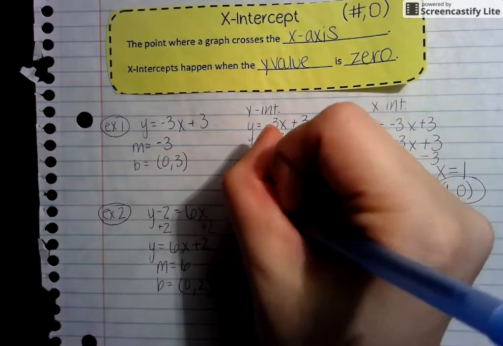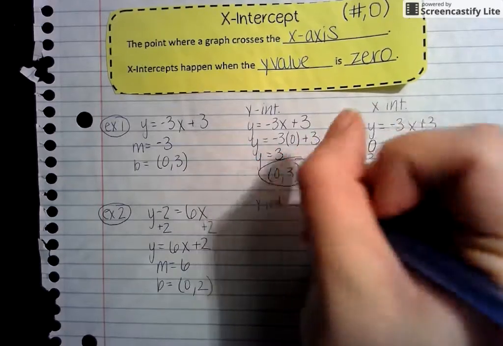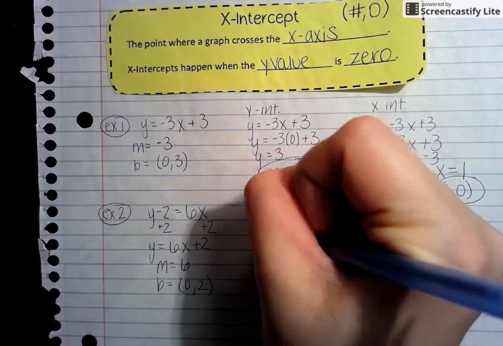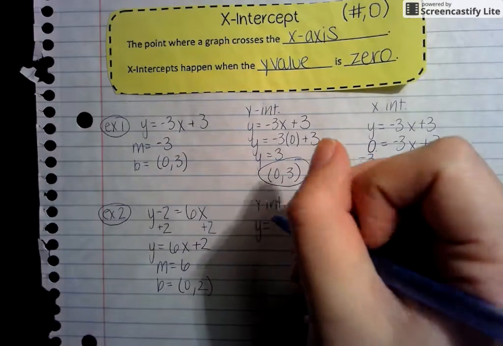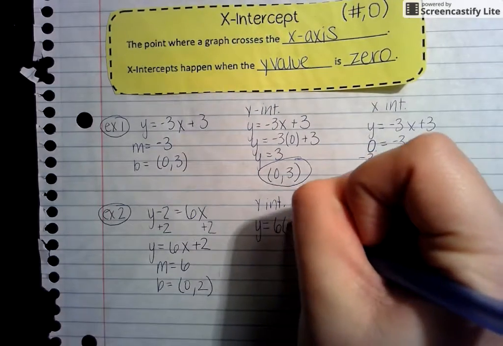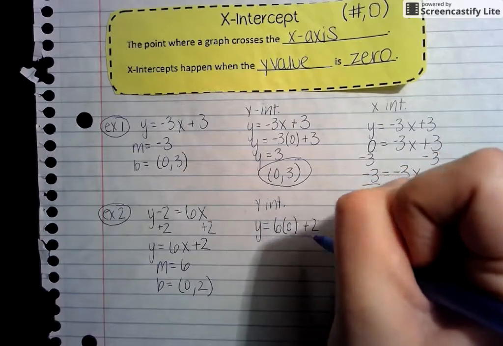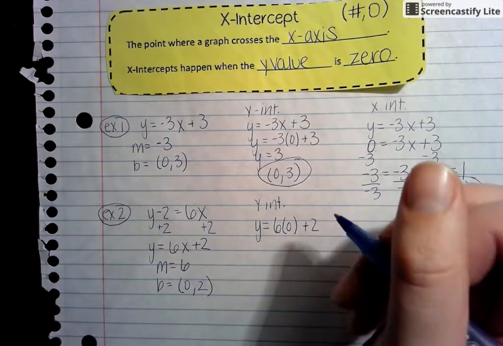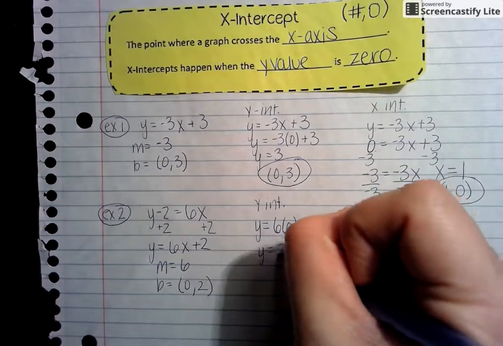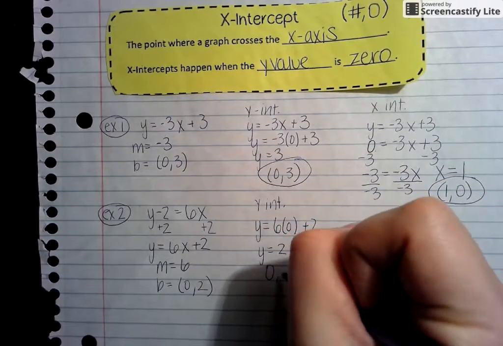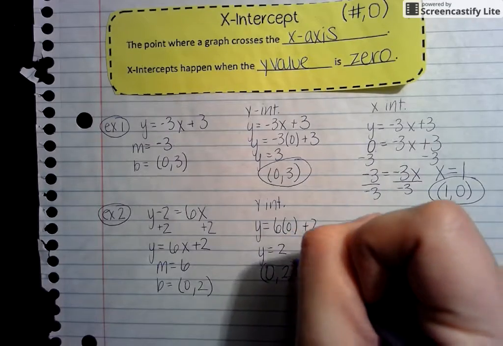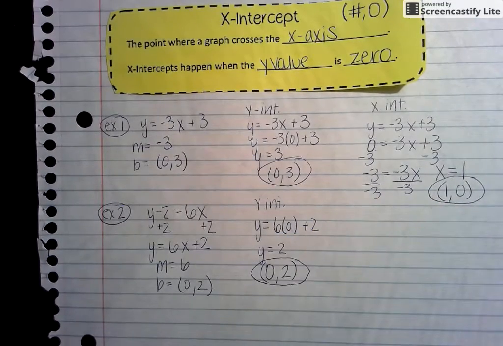To do the math behind it, I can take x and substitute 0 in for it to find the y value. So I get 6 times 0 plus 2. 6 times 0 cancels and becomes 0, so I get y equals 2. I notice that x is 0, so that's why I write 0, comma 2. That is going to be my y-intercept.